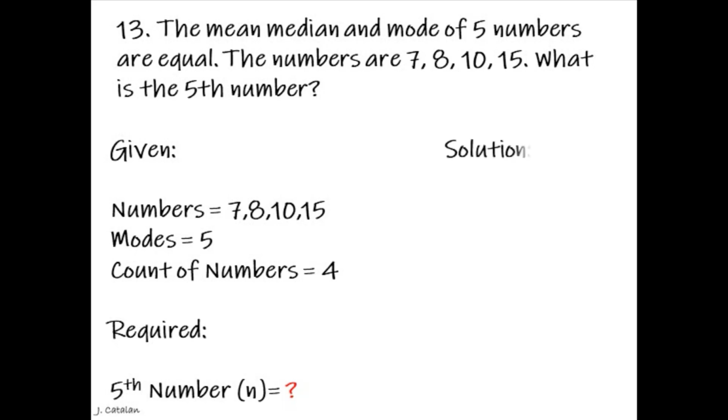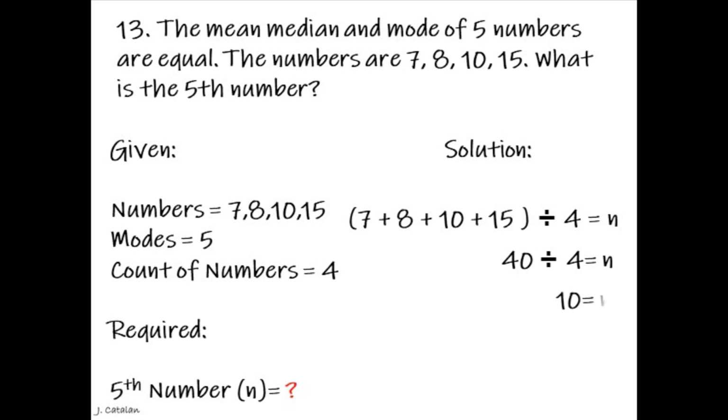Solution. The sum or total of 7 plus 8 plus 10 plus 15 is divided by 4, which is equal to n. To simplify, it will become 40 divided by 4 is equal to n. The result is 10 is equal to n. The fifth number is 10.